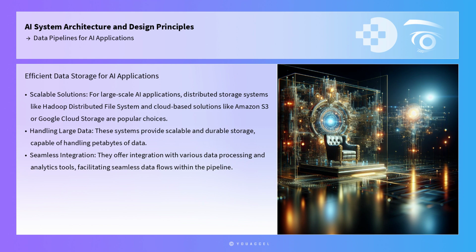After validation, data must be stored in a way that supports efficient retrieval and analysis. Data storage solutions vary based on the type of data and access patterns. For large-scale AI applications, distributed storage systems like Hadoop Distributed File System and cloud-based solutions like Amazon S3 or Google Cloud Storage are popular choices. These systems provide scalable and durable storage, capable of handling petabytes of data. They also offer integration with various data processing and analytics tools, facilitating seamless data flows within the pipeline.